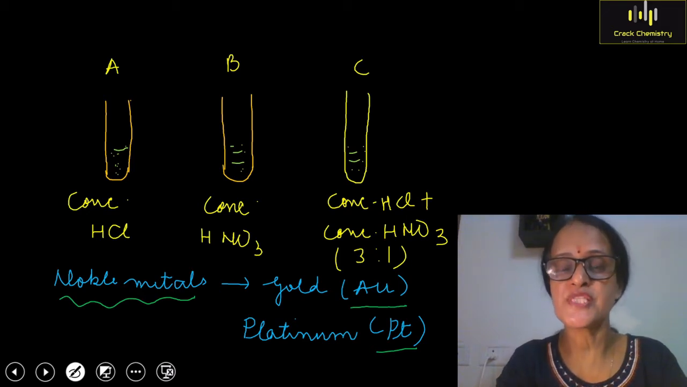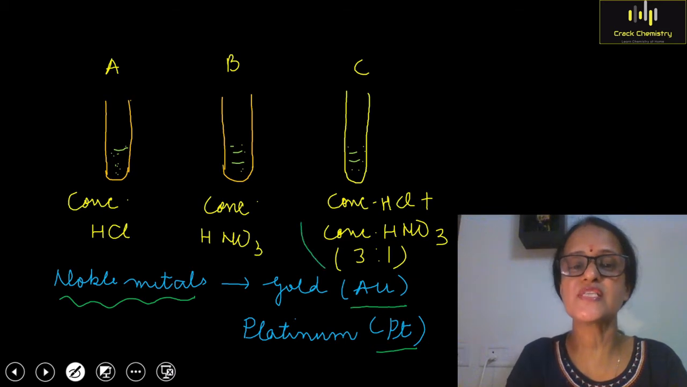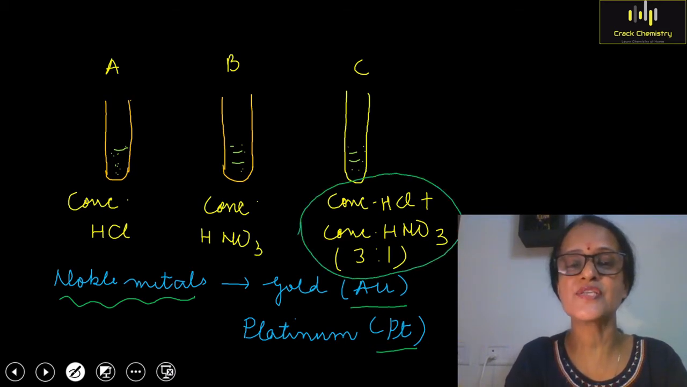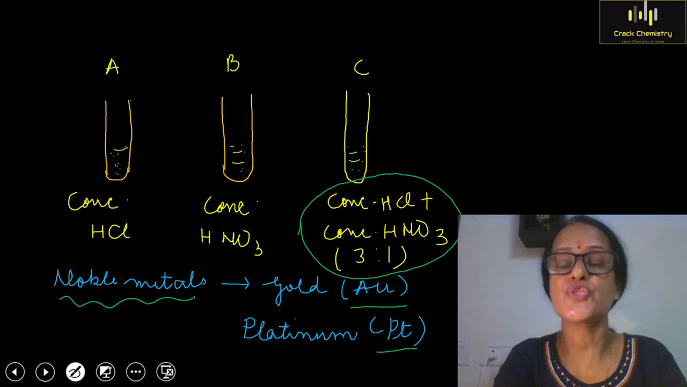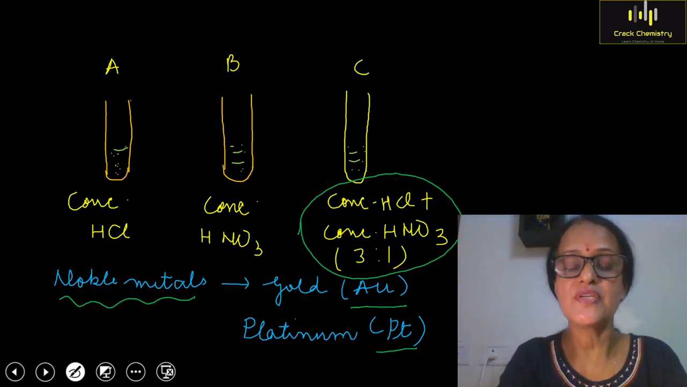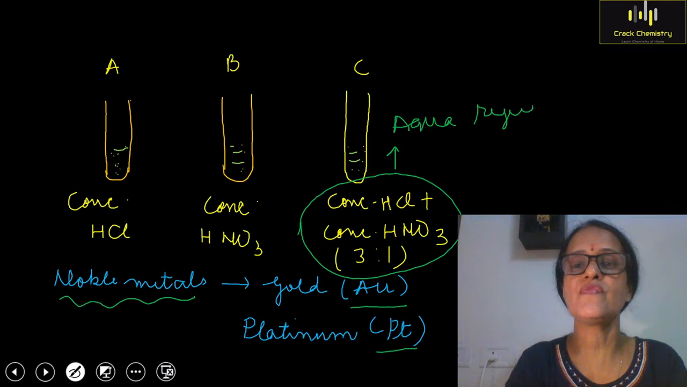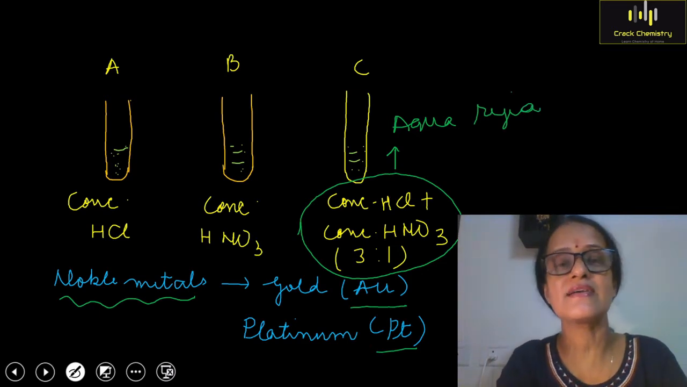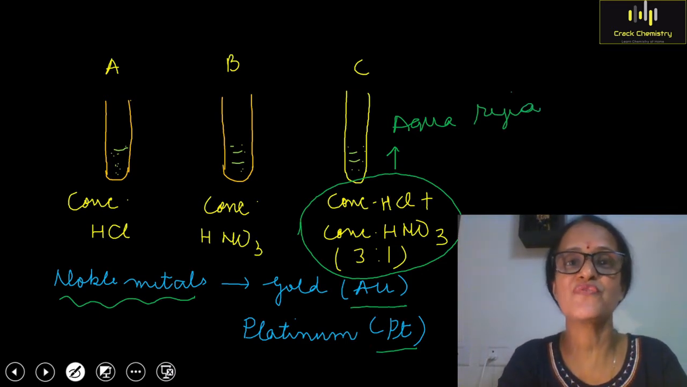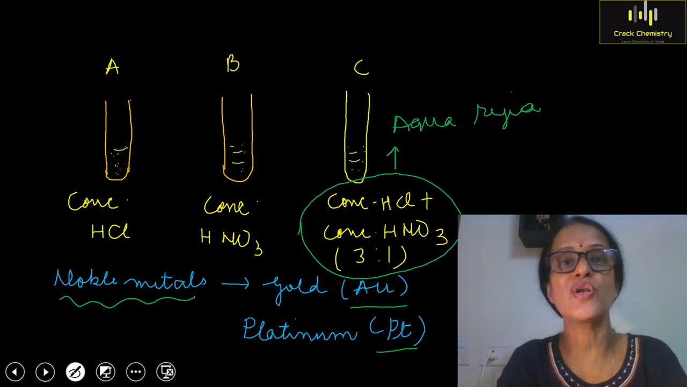But in test tube C, we have taken a mixture of concentrated HCl and concentrated nitric acid in a ratio of 3:1. Children, this mixture is called aqua regia. So what is aqua regia? Aqua regia is the mixture of concentrated HCl and concentrated nitric acid in a ratio of 3:1, and this aqua regia can dissolve noble metals like gold and platinum.